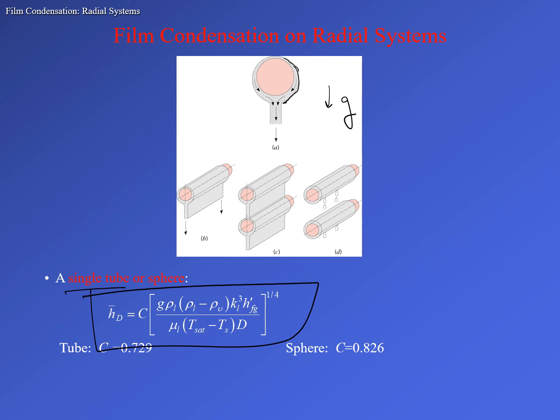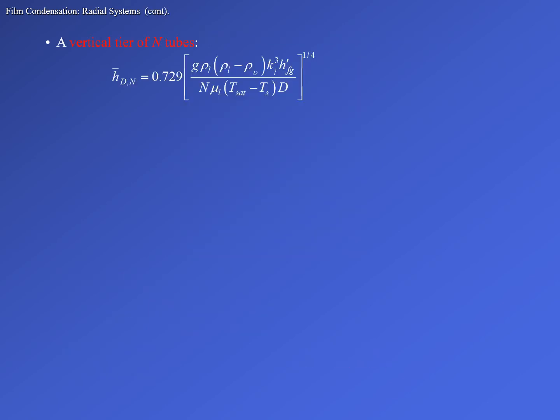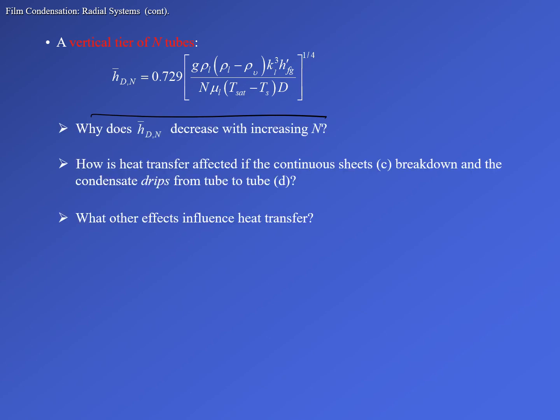Okay, and then again you can calculate for a single tube the heat transfer coefficient using this correlation, where the value of C is given as 0.729 for a tube. This correlation can also be used for spheres. If you have lots of tubes, then the heat transfer coefficient for n different tubes on an average can be calculated like this. Again, without going into too much detail, we will move on.